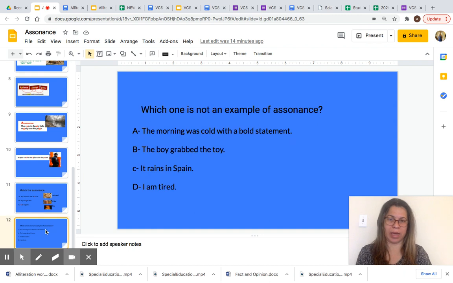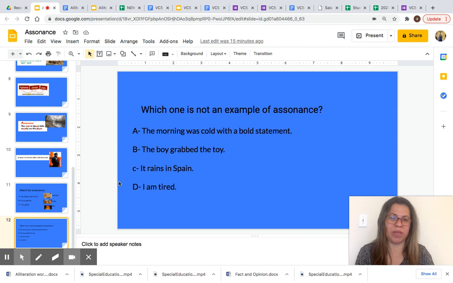And the last activity I have here for you is, which one is not an example of assonance? I'm going to read to you the four sentences that I have here, and one of them is not assonance, and you have to find out which one. A, the morning was cold, with a bold statement. Did you hear the assonance? B, the boy grabbed the toy. Where is the assonance? C, it rains in Spain. Is there an assonance? D, I am tired. So I read four sentences. One of them is not an assonance. And you can circle the one that doesn't have an assonance, or you can point to it.